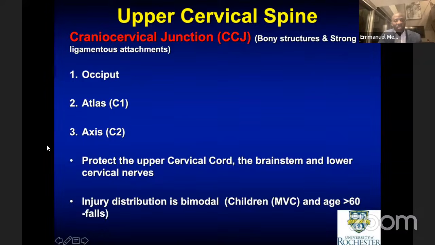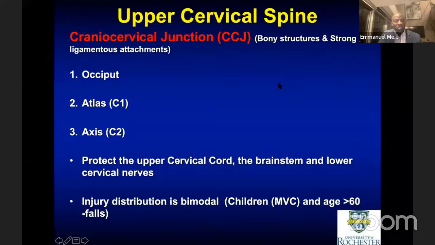So we know the upper cervical spine, or the cranial-cervical junction, is made up of both the bony structures and strong ligamentous attachment. So there's the occiput, the atlas, which is C1, the axis, which is C2, and these structures, the bony structures and the ligamentous attachment, protect the upper cervical spinal cord, the brainstem, and the lower cervical nerves. Injury distribution is bimodal, so you typically see this in much younger kids, so in children, and in adults age over 60.